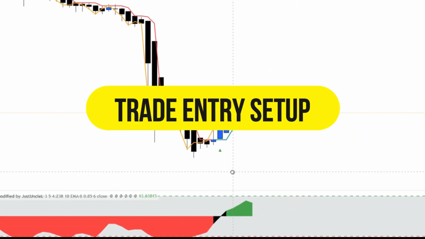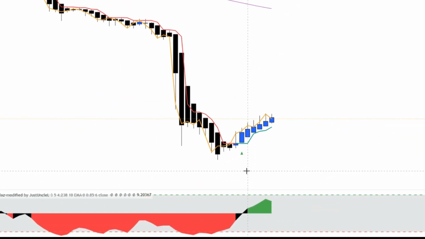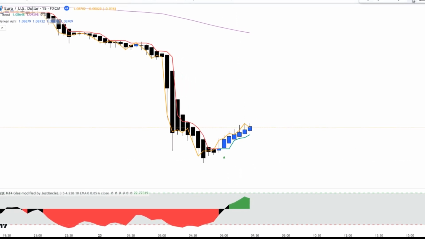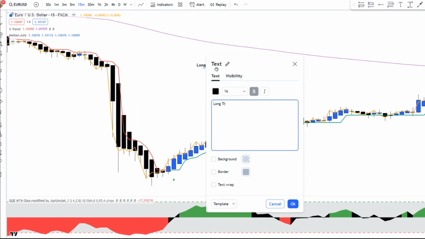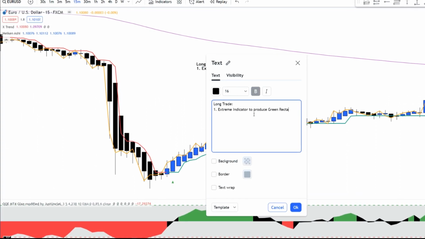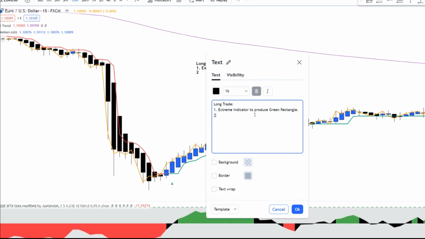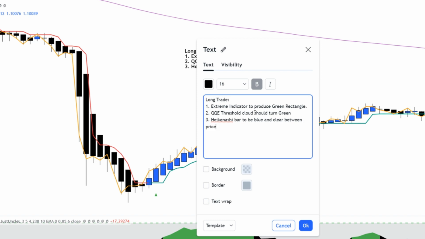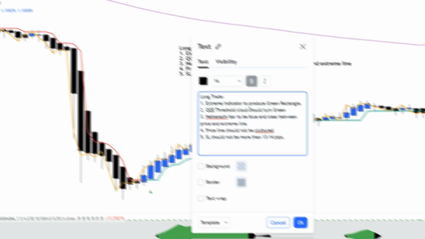So here is the first long entry signal on extreme trend. However, the cloud is not green, so we can't enter the trade. I'm going to write the entry rules very quickly here so that you don't forget. For long entry, the extreme indicator has to produce a green rectangle, and the QQE threshold cloud should be green. Plus, the Heikin-Ashi bar should be blue and clear between the price and the extreme line, and the price line should not be cluttered. And lastly, the stop loss shouldn't be more than 14 pips or 13 pips.